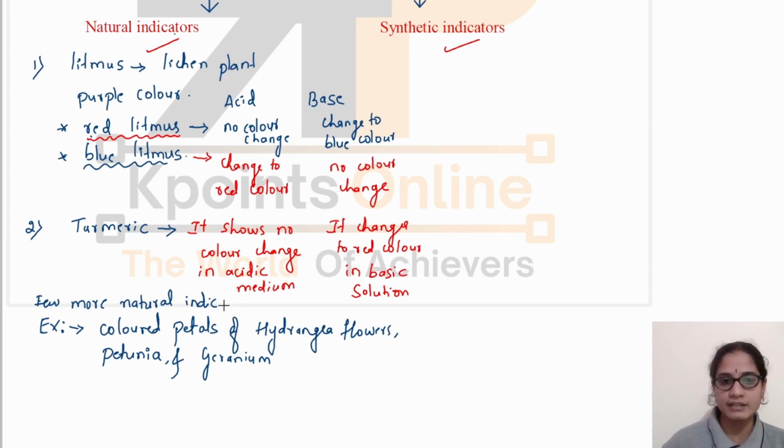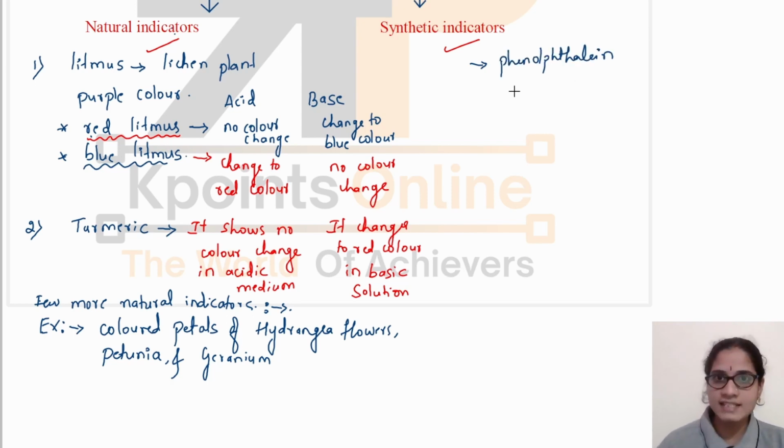Okay. Natural indicators. Then what about synthetic indicators? As the name itself indicates, they are prepared in the laboratories. Mainly there are two indicators which are often used. That is phenolphthalein, it is colorless. An alcoholic solution of phenolphthalein is used as an indicator.